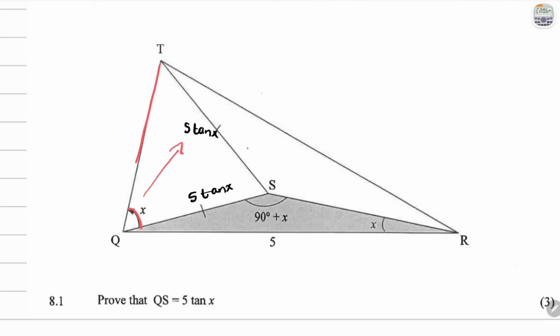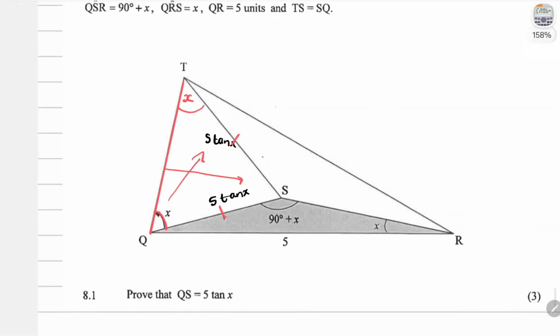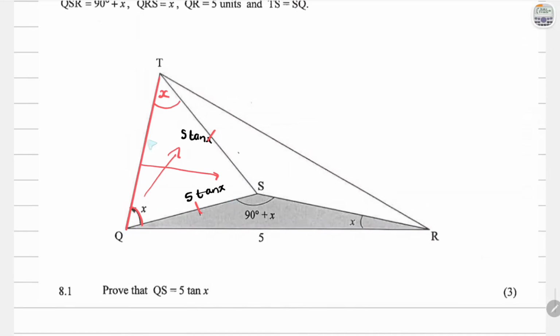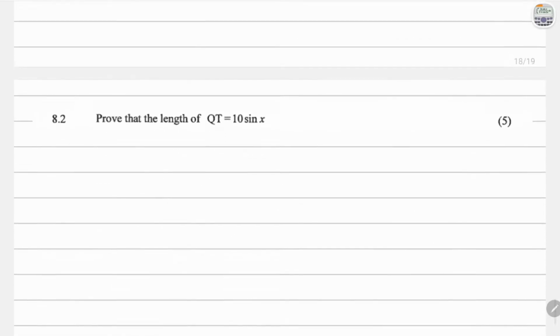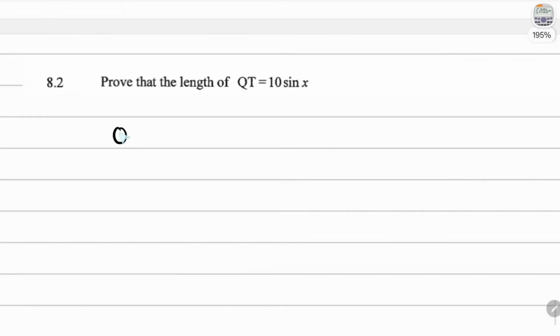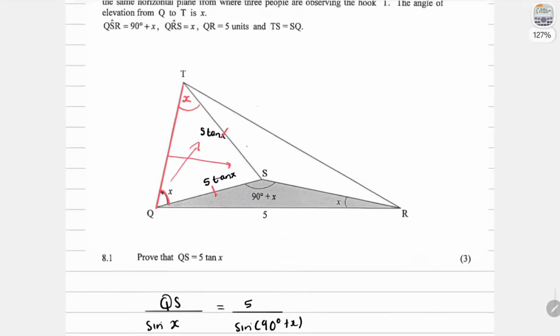Now to find QT, we simply need to find the angle opposite QT, which is this angle over here, QST. We can find this since these 2 sides are equal. We have an isosceles triangle. So if this is equal to X, then this angle over here is also equal to X. So firstly, angle QTS is also equal to X because we have an isosceles triangle.